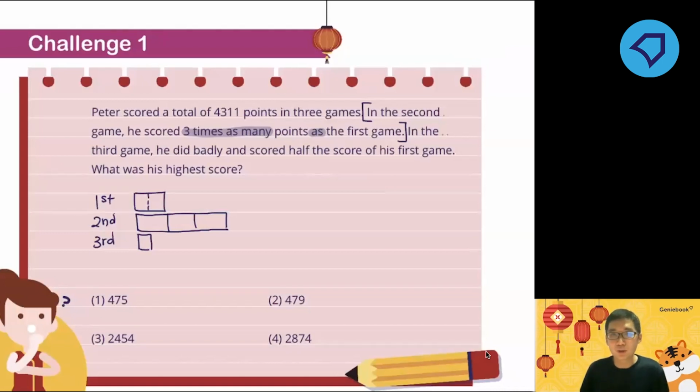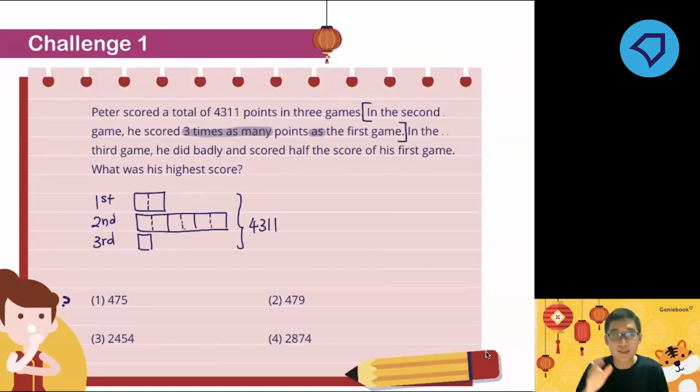Now, after you have drawn the model, our aim is to find out the value of 1 unit. But you notice all the sizes of the blocks here are different, right? We have blocks that are small, blocks that are much bigger. So we need to make sure all the units in the blocks are the same size. So let's cut, and cut. And do we know the total score for all 3 games? Yes, it's 4,311.